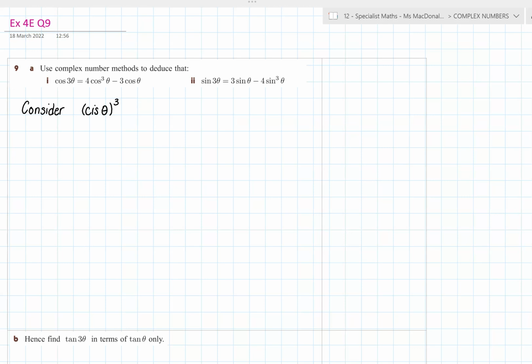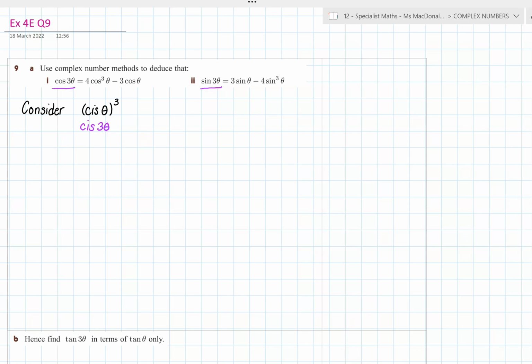Okay, this is a cracker of a question. We want to prove that, so using complex numbers methods, deduce that cos 3θ equals that, and sin 3θ equals that. The hint here is to consider (cis θ)³. Now, why would we be considering that? Well, we know that (cis θ)³, if I apply de Moivre's theorem, becomes cis 3θ.